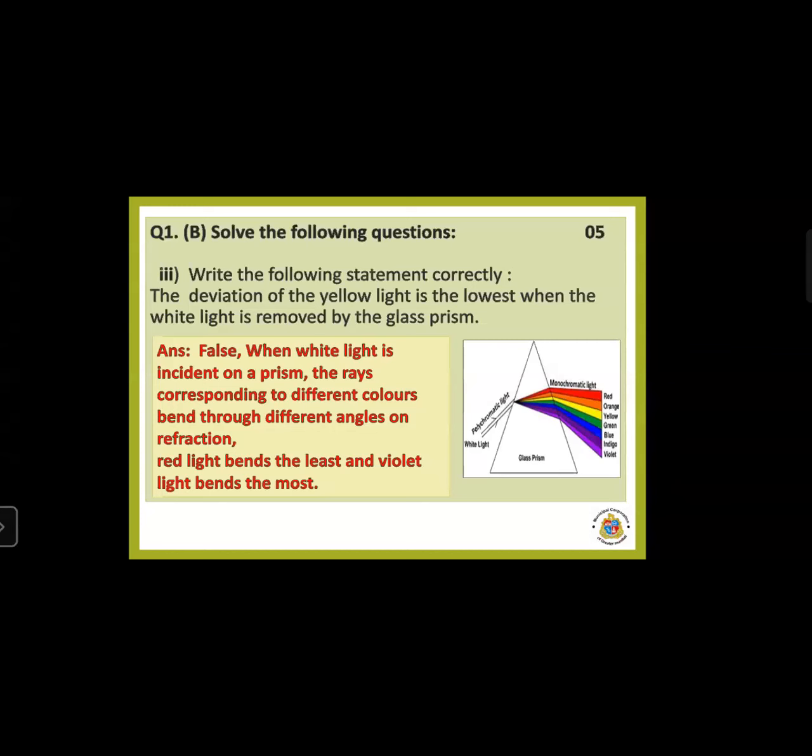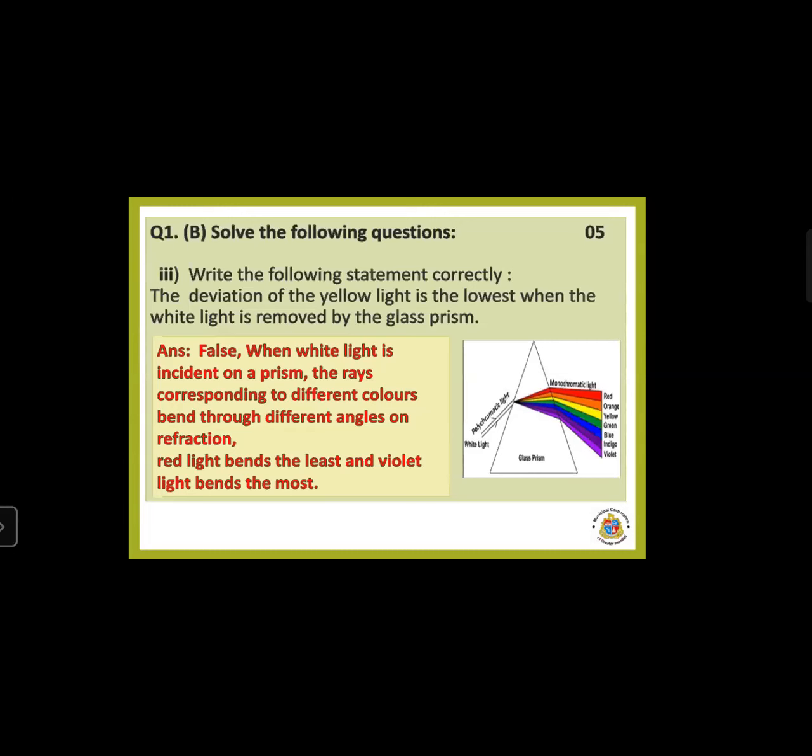So write the following statement correctly. Deviation of yellow light is lowest when the white light is removed by the glass prism. Now in your question paper, the question is wrong. It says glass pendulum, but there is no glass pendulum. This is the glass prism. So the statement is wrong. So first write this statement is false.